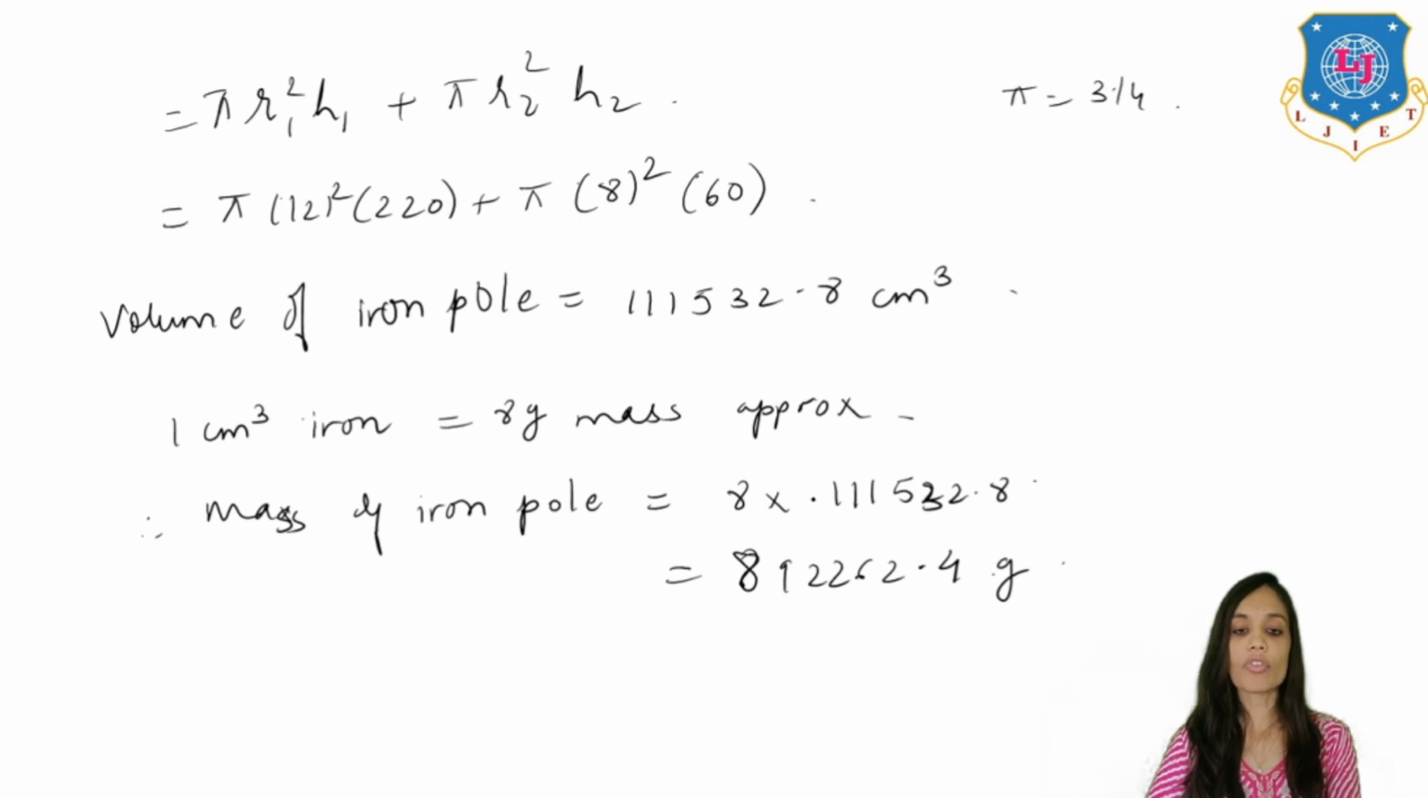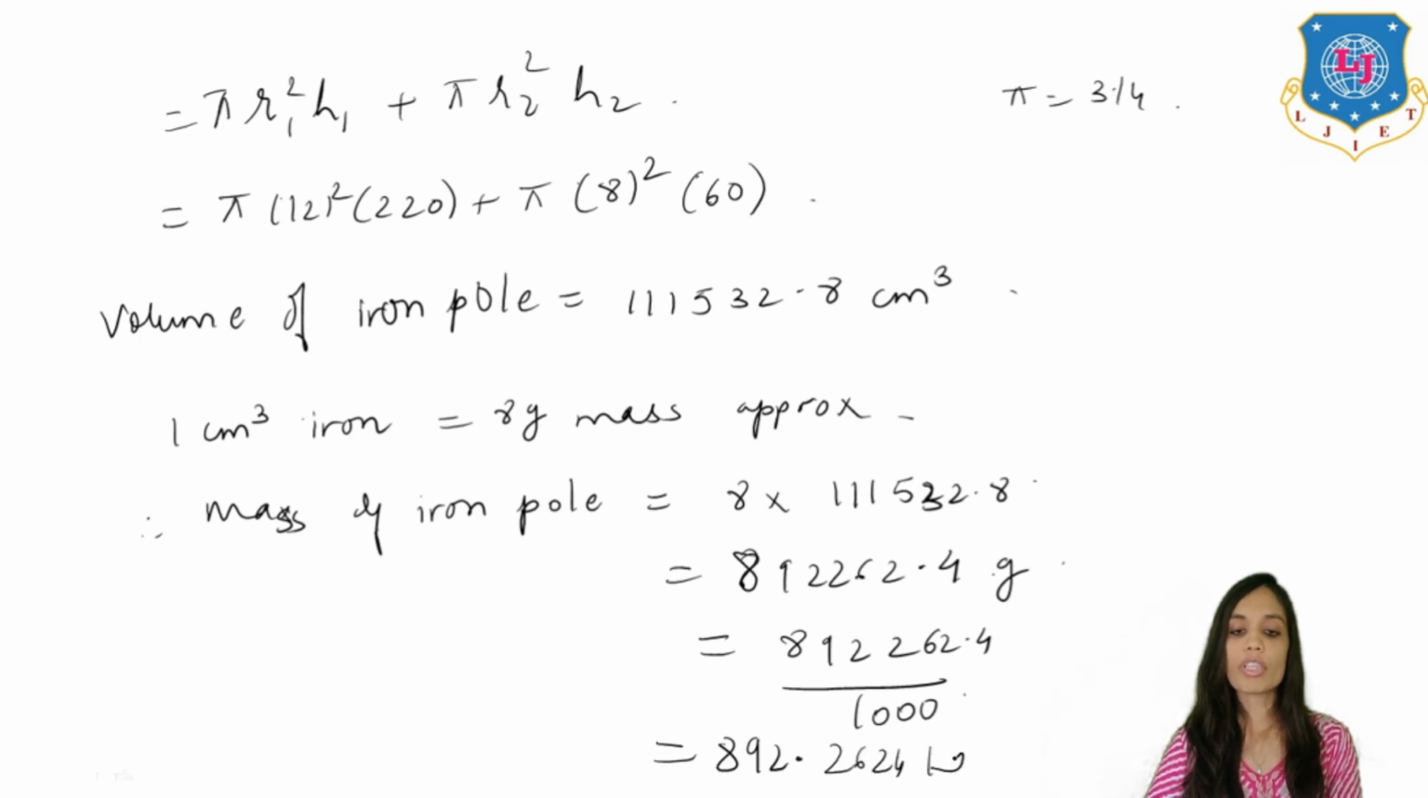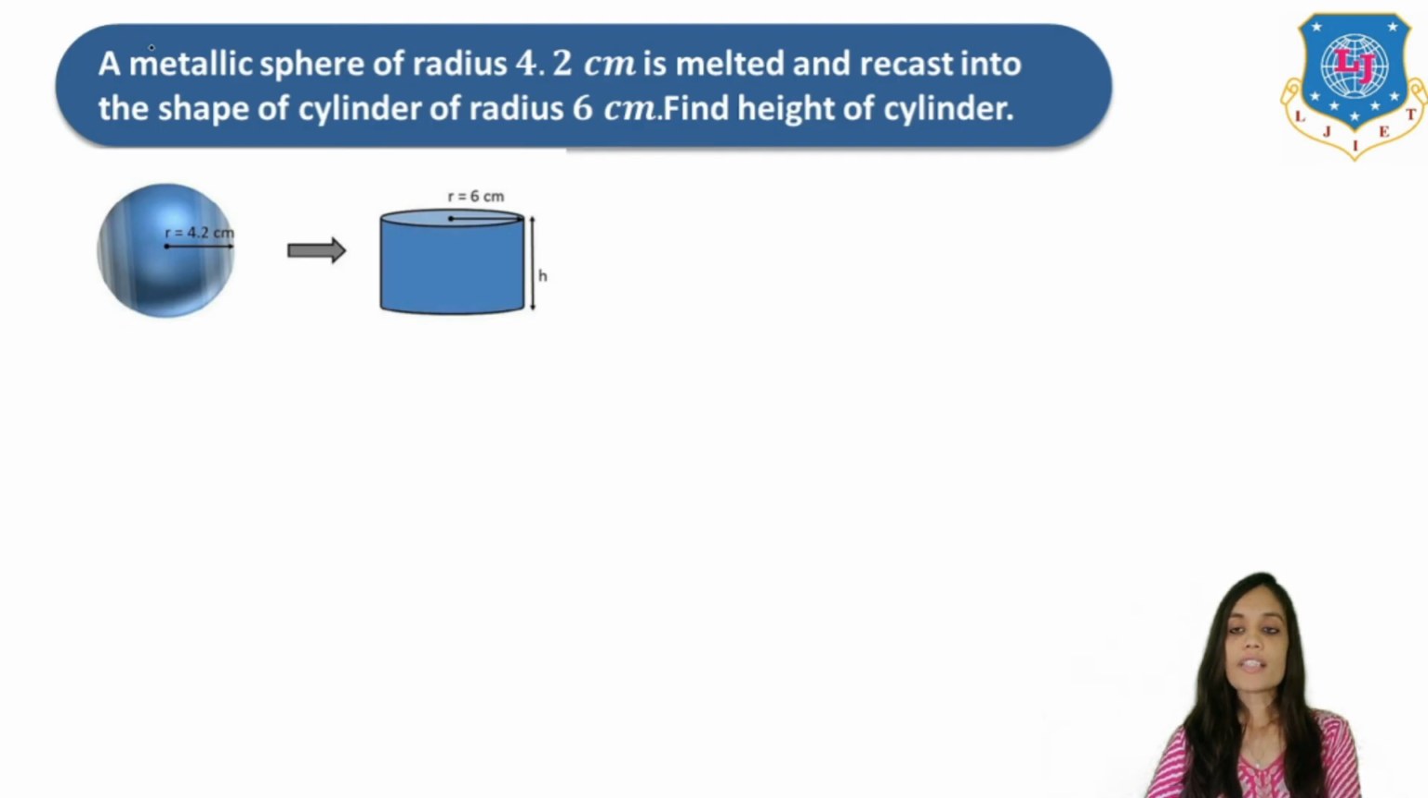Now if I want to convert this into kg, what will I do? I will divide 892262.4 by 1000. So my final answer for the mass of the iron pole will be 892.2624 kg. Okay, so now let us go to the next example.